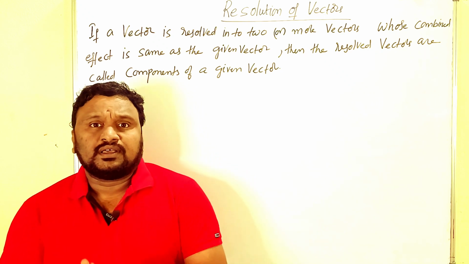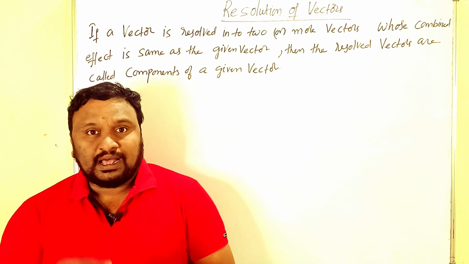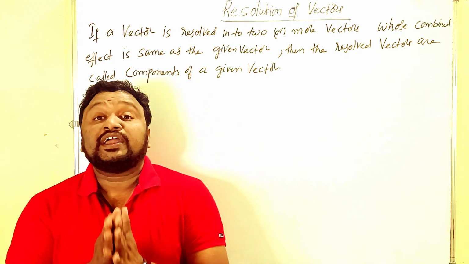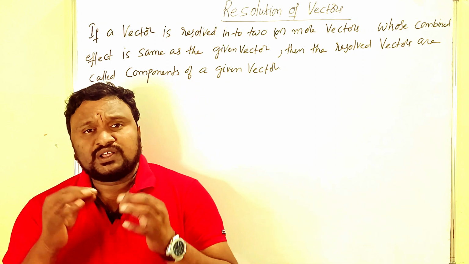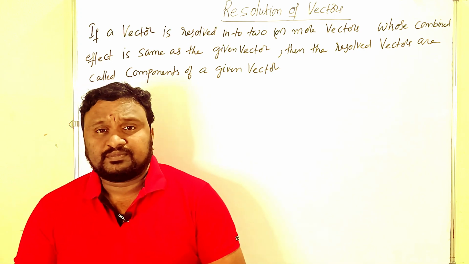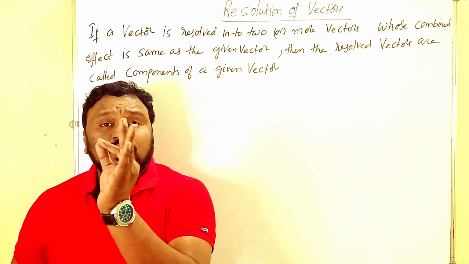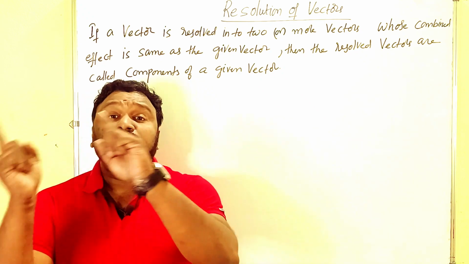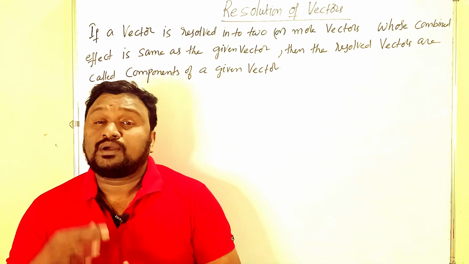So dear students, if you are taking any physical quantity in a particular plane, and that physical quantity is a vector, that vector can be divided into a number of components. Simply, resolution of a vector means splitting of a vector into two or more. That is the resolution of a vector. Clear? If a vector is divided into two or more vectors or components, and you combine them again, you get the resultant vector. Clear? Those split vectors are called components.